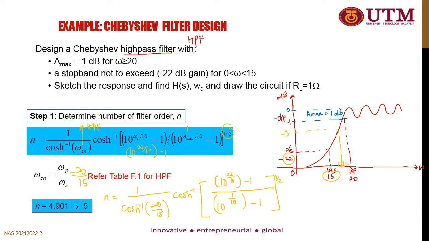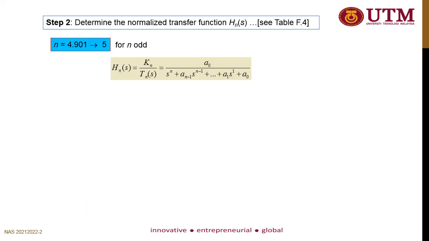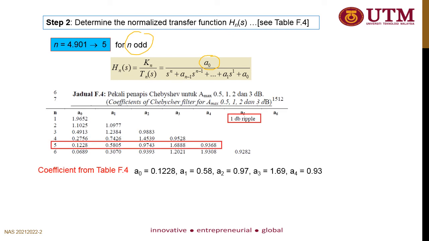So round it up to the next higher whole number. So n in this case is equal to 5. Okay, once you have the n value, you can write down the transfer function. So for high pass filter, Chebyshev, n is odd. So when n is odd, Kn equals a naught. To get the a naught values, you need to refer to table F.4. And don't forget to refer to the correct Mx values. So in this case, your n equals 5.